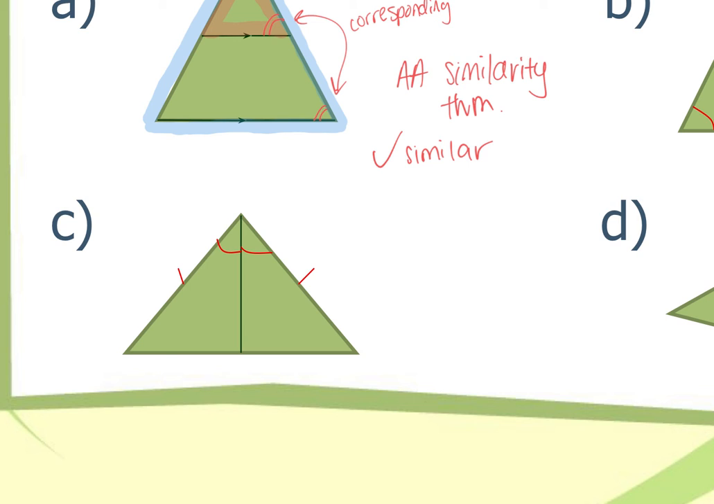Xavier, what do you think? Similar. Why? Because the triangles are congruent. There we go. Okay. The line in the middle is a shared side, so they're actually congruent. They're congruent by what theorem? Side angle side. And are congruent figures always similar? Yes. Are similar figures always congruent? No. Okay. So these two triangles by side angle side are congruent. Therefore, they are similar.